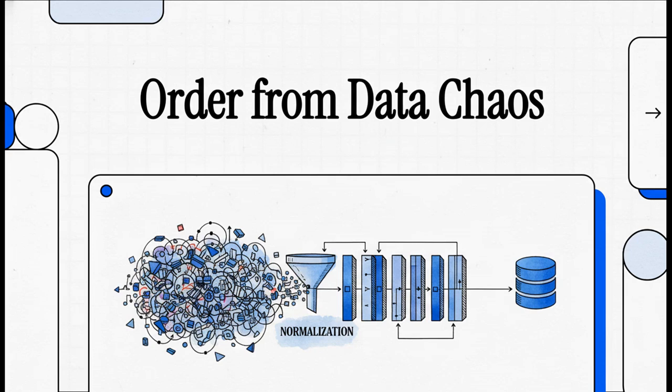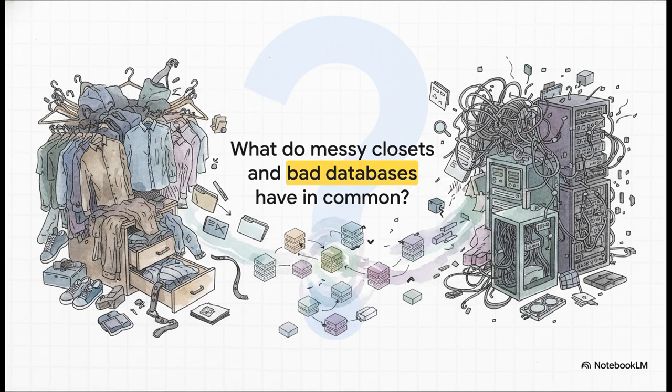All right, let's dive right in. Today, we're going to talk about something that's quietly running the entire digital world. We're going to see how we can take the complete chaos of raw data and bring it into order, all through a process called normalization. So, to get us started, let me ask you a question. What on earth do messy closets and bad databases have in common?